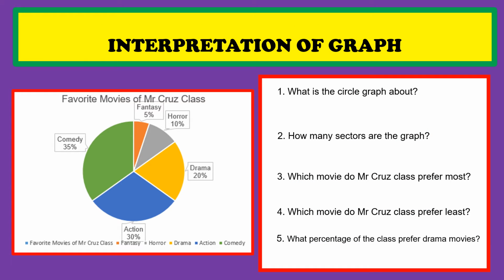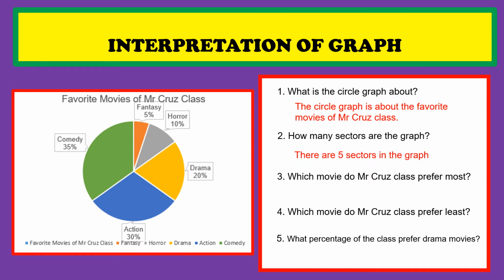Interpretation of graph. We have number 1. What is the circle graph about? The circle graph is about the favorite movies of Mr. Cruz's class. Number 2. How many sectors are in the graph? There are 5 sectors in the graph. Number 3. Which movie does Mr. Cruz's class prefer most? Mr. Cruz's class prefers comedy movies.